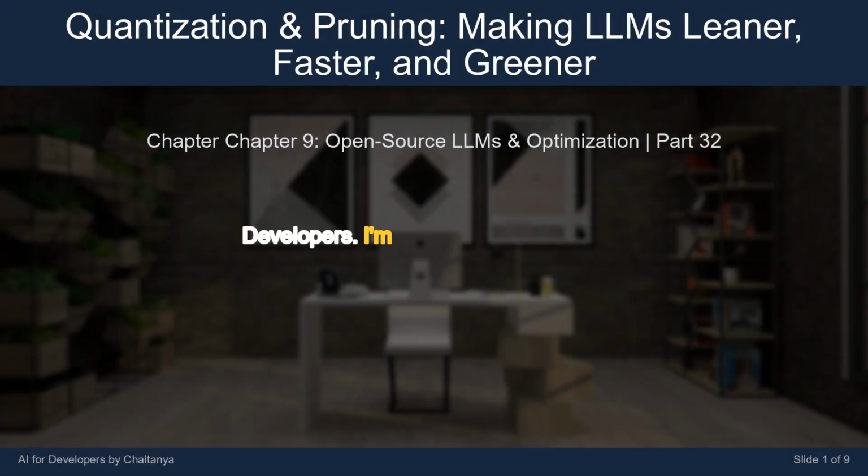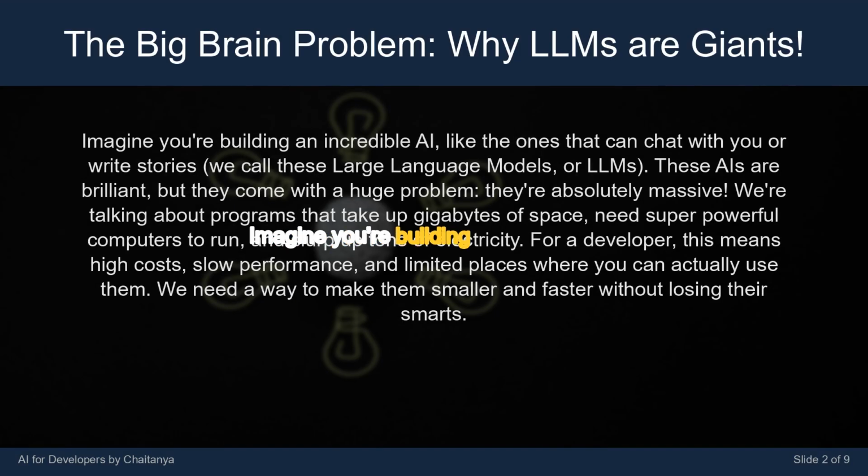I'm Chaitanya talking bot. Today's lesson is titled Quantization and Pruning, making LLMs leaner, faster, and greener. Imagine you're building an incredible AI, like the ones that can chat with you or write stories. We call these large language models, or LLMs. These AIs are brilliant, but they come with a huge problem.